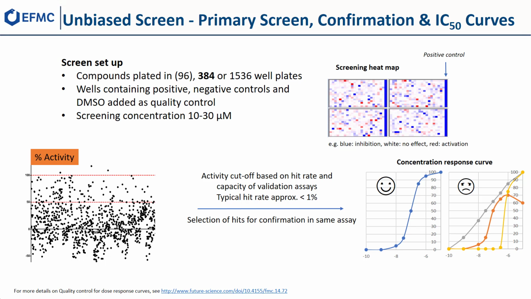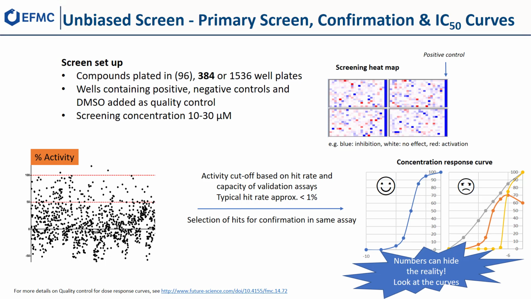Typically what you want to see is a sigmoidal curve like the one in blue, but other compounds may lead to different types of curves, such as the one on the right. And there should be a flag, not necessarily meaning that you should discard these compounds, but certainly that they should be looked at in more detail during the validation process. So really important, numbers can hide the reality. Look at the curves together with your screening expert and biologist.